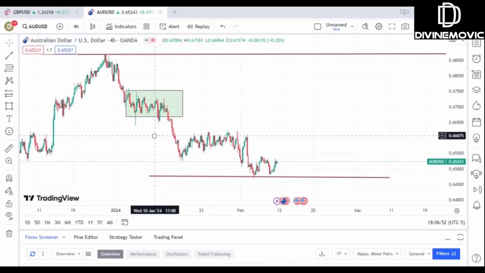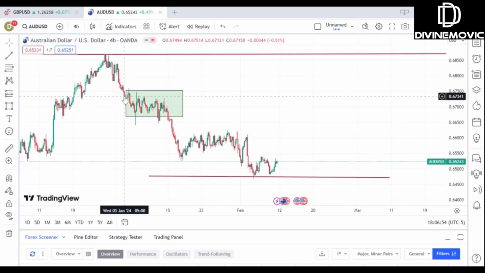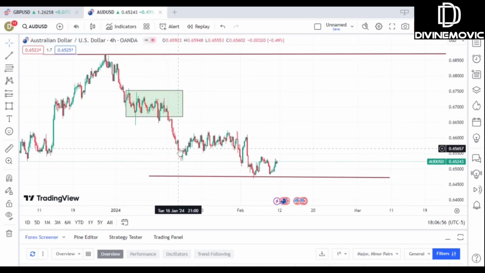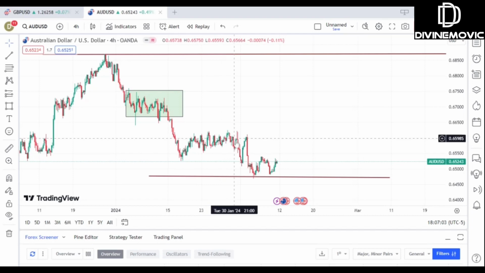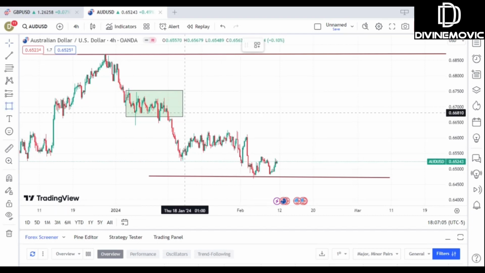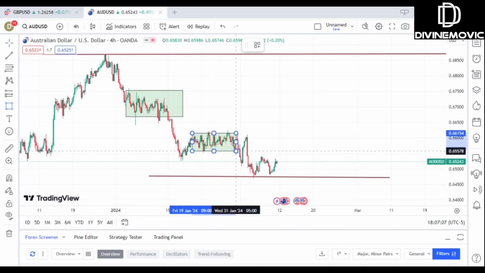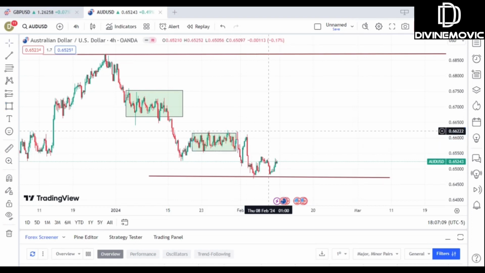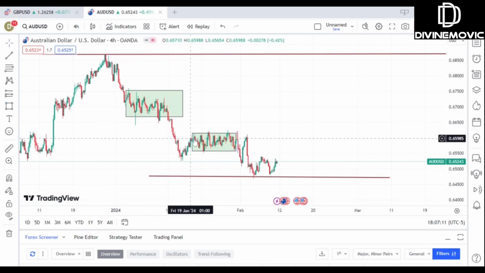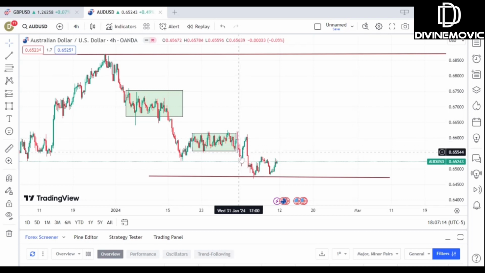Now, clearly I'm seeing that price gave us a drop, a base, and a drop. And again, I'm still seeing that price gave us another drop, a base, and a drop. So the kind of supply and demand I'm able to spot here is simply a drop, a base, and a drop.